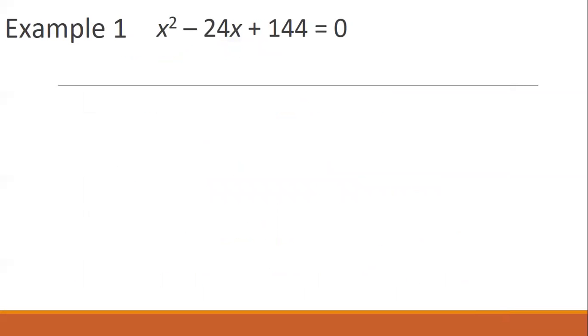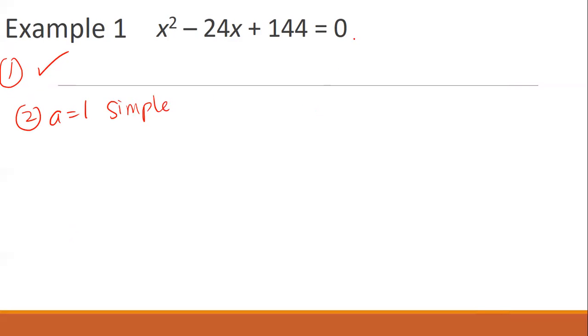So first example we have x squared minus 24x plus 144 equals 0. So step 1 is to make sure that it's in standard form. Is this in standard form? Yes, it is in standard form and set equal to 0. So we're good to go. Step 2 is to factor. You have to decide what kind of factoring we have. Since our a coefficient equals 1, that means that we have a simple factor.